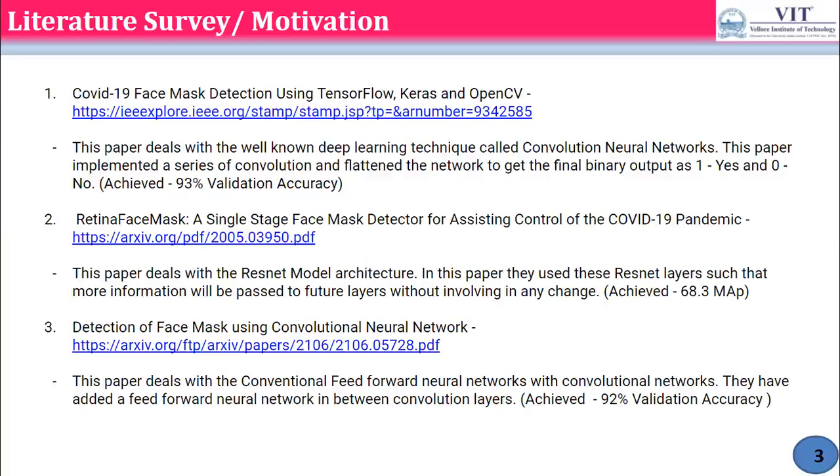Detection of face mask using convolutional neural network is the third paper we have referred. This paper combines conventional feed-forward neural networks with convolutional neural networks. They have added a feed-forward neural network in between convolutional layers. This paper achieved 92% validation accuracy. From here, Hemateja will continue.